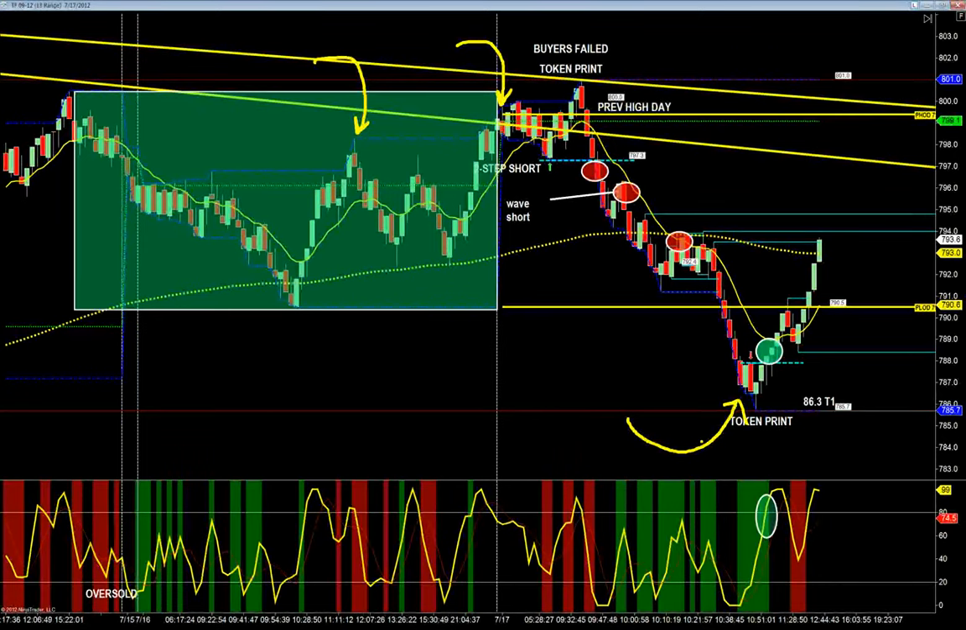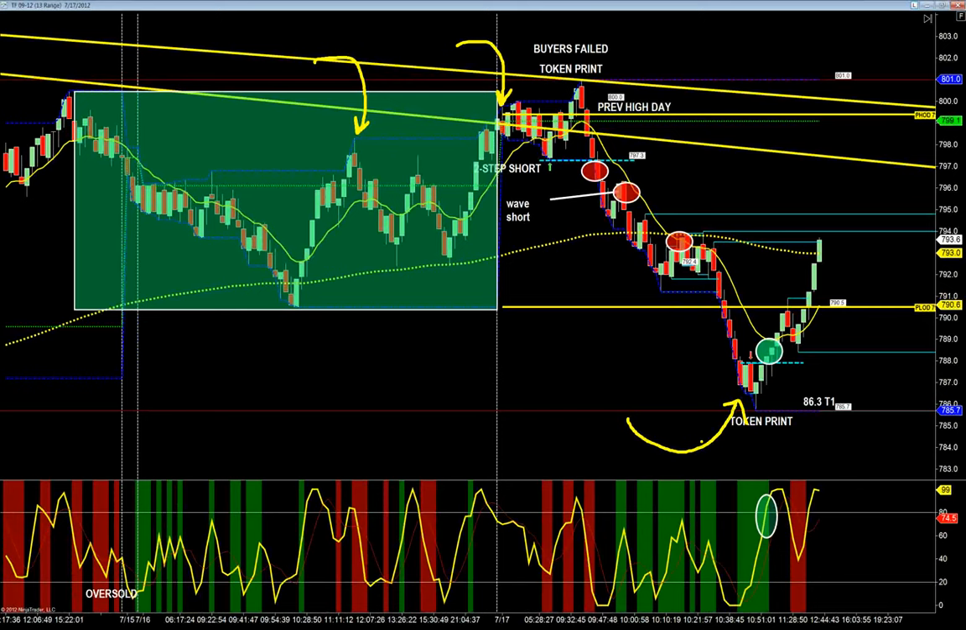Well, here's the deal. You can't find a token print in hindsight. You can't. The only way to find a token print is if you're watching the price action as it unfolds. What do I mean by that? Well, if you're watching or reading about that token print lesson that I posted for you guys and gals, you're learning right now it's the speed at which it reverses.